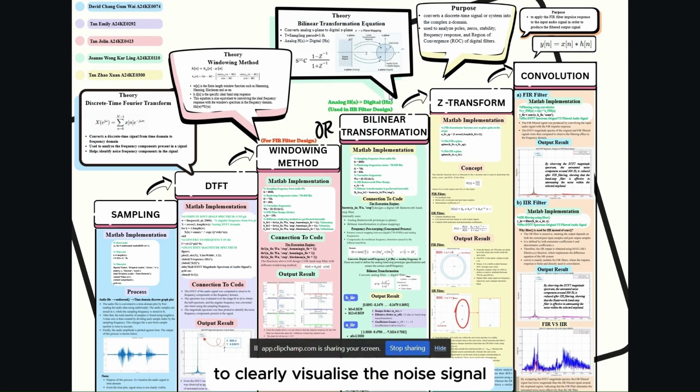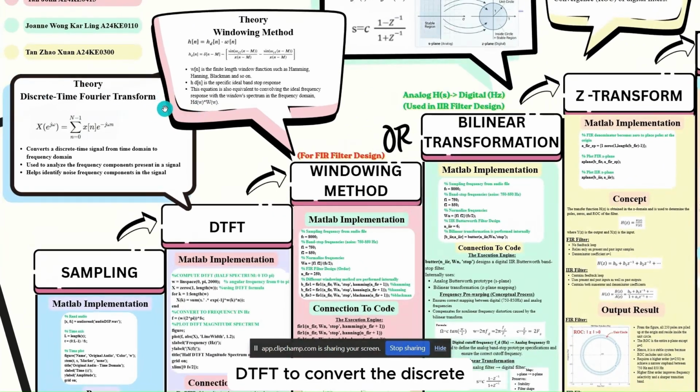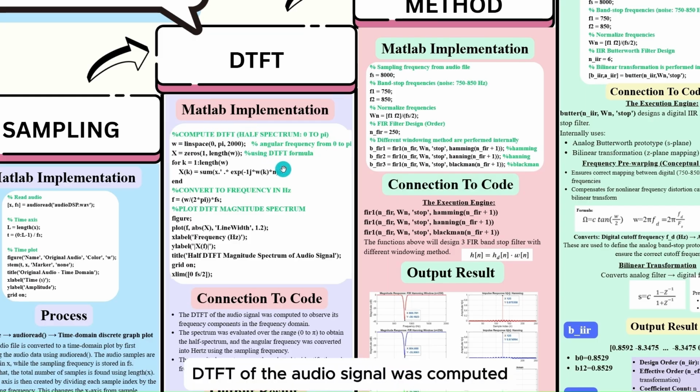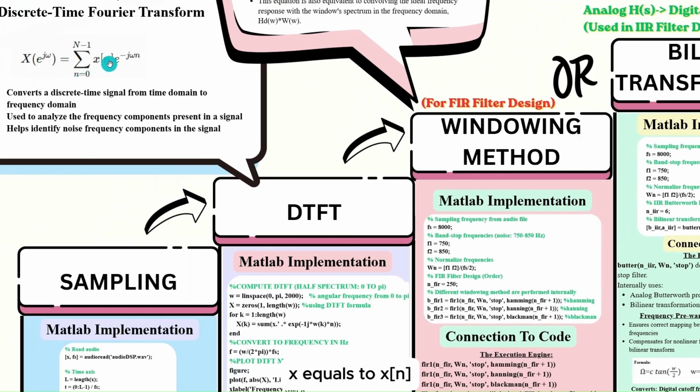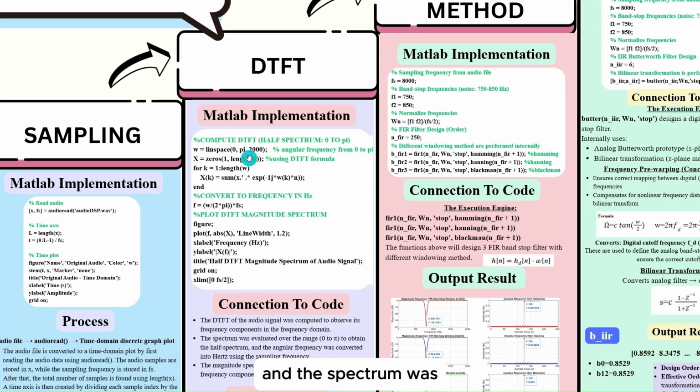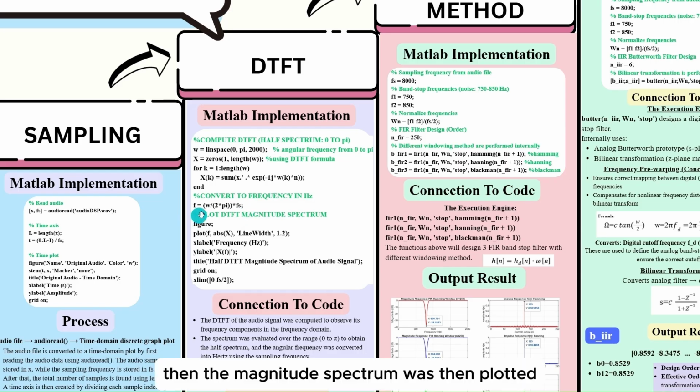Hi, I'm Emily. To clearly visualize the noise signal, we need to use the discrete time Fourier transform, DTFT, to convert the discrete time signal from time domain to frequency domain. The DTFT of the audio signal was computed by using this formula: X equals the sum of x[n] e^(-jωn) from 0 to number of samples minus 1. And the spectrum was evaluated over the range from 0 to pi to obtain the half spectrum. And the angular frequency was converted from radians ω to frequency in hertz by using the sampling frequency Fs. Then the magnitude spectrum was plotted to identify the noise frequency components present in the signal.